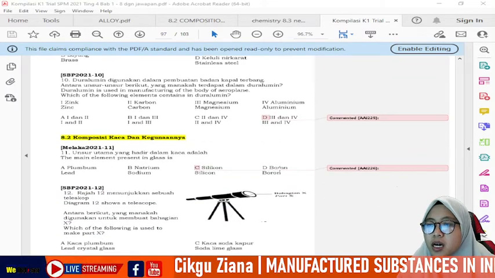Okay. Glass. The main element present in glass.